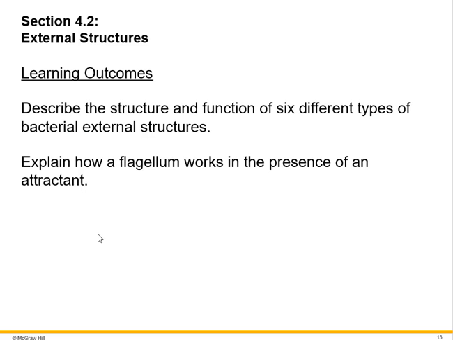So we're going to start section 2 and the external structures. So we're going to go from the outside in, and you can see the structure and function of the 6 different types of external structures, and then explain how the flagellum works in the presence of an attractant. Those are your learning outcomes.